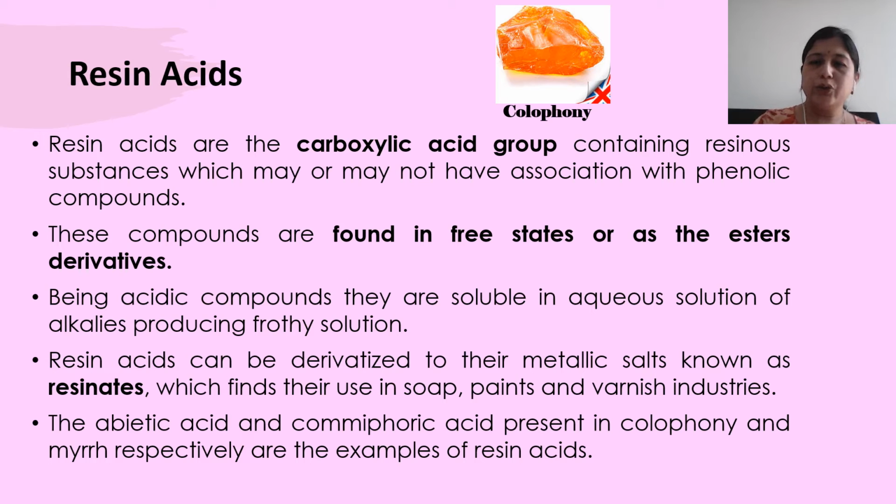The example shown in this slide is colophony, as well as certain other drugs like myrrh, and the main chemicals are abietic acid and commiphoric acid.